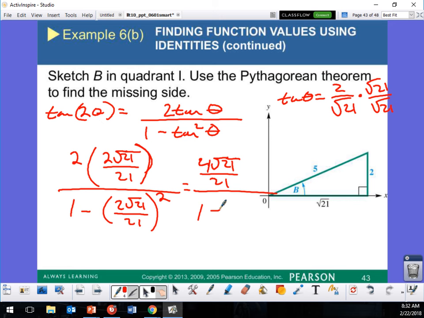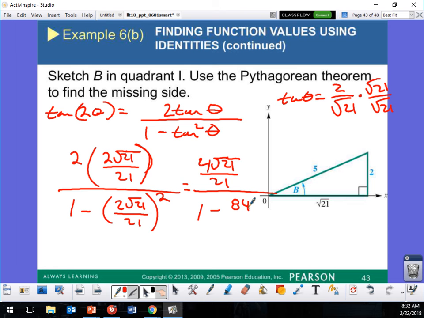Now, if I square these, what's going to happen to that 21 right there? It's just going to turn into 21? Yeah, so it removes the radical. So 4 times 21, because I have to square the 2 also. 2 squared is 4, and when I square the square root, it becomes 21, right? So this is 4 times 21.